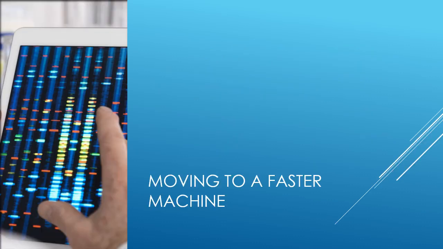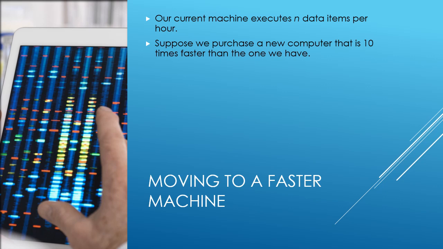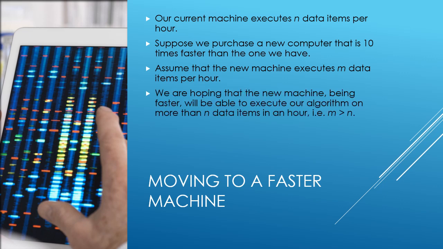Moving to a faster machine. Our current machine executes n data items per hour. Suppose we purchase a new computer that is 10 times faster than the one we have. Assume that the new machine executes m data items per hour. We are hoping that the new machine, being faster, will be able to execute our algorithm on more than n data items in an hour, that is, m will be greater than n.